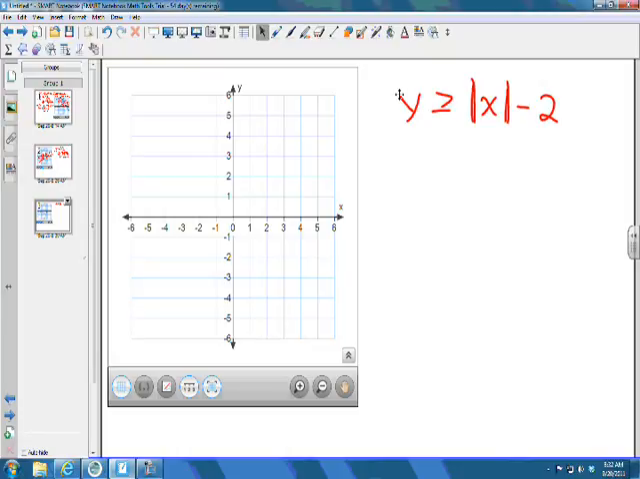So absolute value of what in this problem? X. So you hit your variable key. And that's the only thing that's in the absolute value, right? So you want to go ahead and close your parentheses. I haven't looked at all the problems, but you may have a problem like absolute value of x minus 2. So you put x minus 2 in there before you close the parentheses. But again, that's not the case here. So we close the parentheses, and then we hit minus 2, and we hit graph.